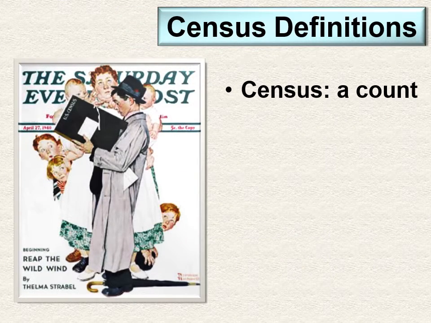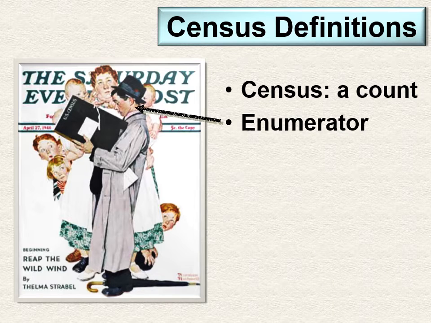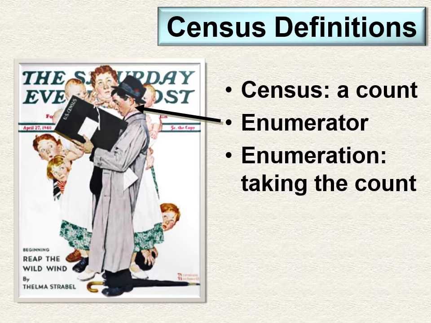So let's go through a bunch of definitions to make sure that we're all on the same page. A census is a count, a human count in this case, and we're using the Norman Rockwell 1940 cover. The enumerator is this person doing the count. You notice he's protecting what he is writing from the person. The enumeration is taking the count.